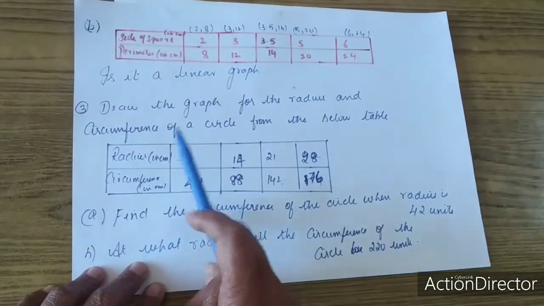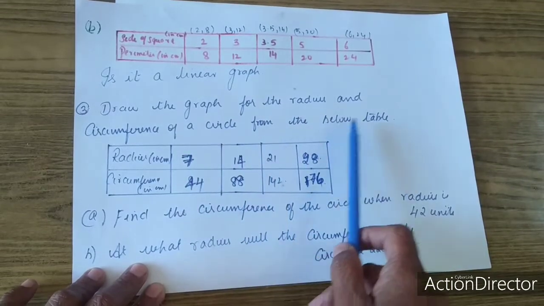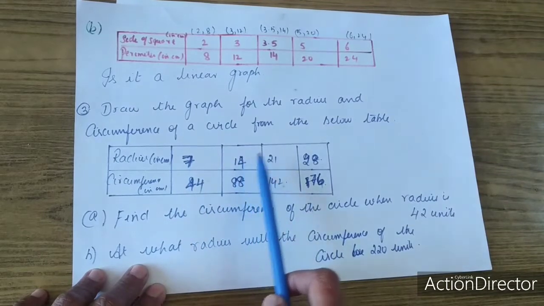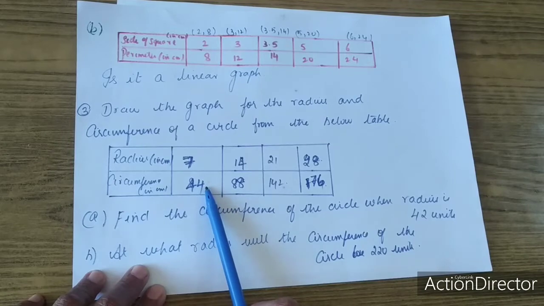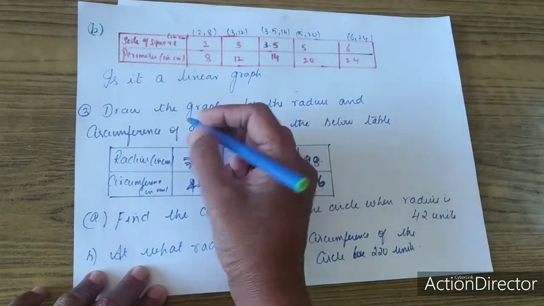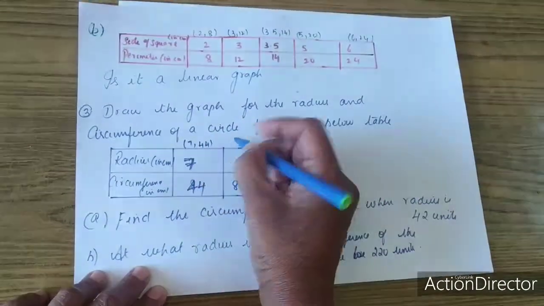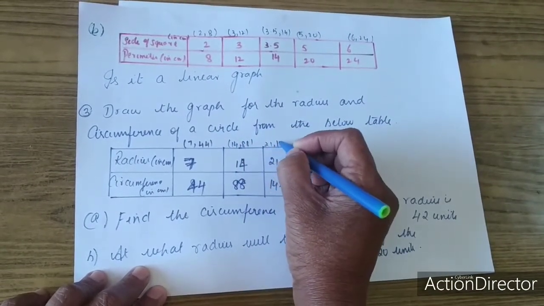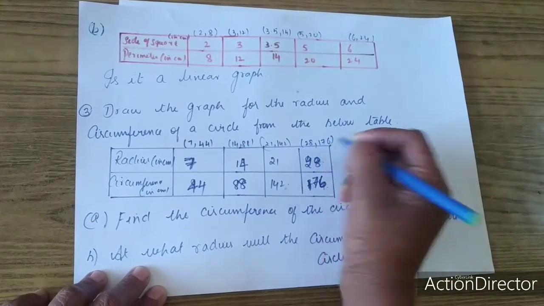Moving on to the next question. Draw the graph for the radius and the circumference of a circle from the below table. Here the radius of the circle is given as 7, 14, 21, 28 and the circumference of the circle is given as 44, 88, 132 and 176. So let us write the coordinates over here: (7, 44), (14, 88), (21, 132) and (28, 176).